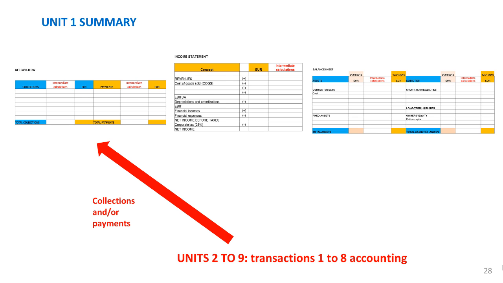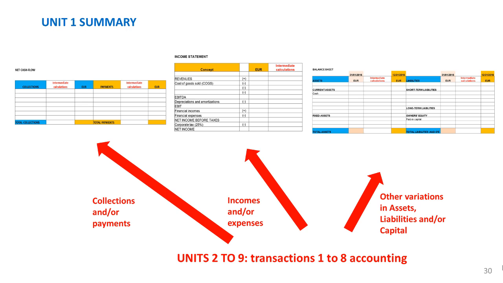We will find all the collections and payments specific to each transaction. Then we will record them on the cash flow table. We will also identify and calculate the incomes and expenses related to each transaction. Then we will record them on the income statement. Finally, we will try to find other variations in assets, liabilities, or capital related to each transaction, which will eventually be reflected in the balance sheet. Once we've analyzed every transaction, the cash flow table and the income statement will be completed, but not the balance sheet, because data from both should also be recorded on it.